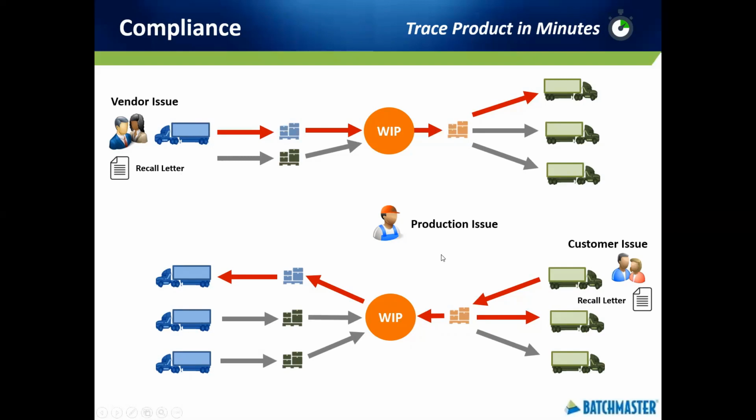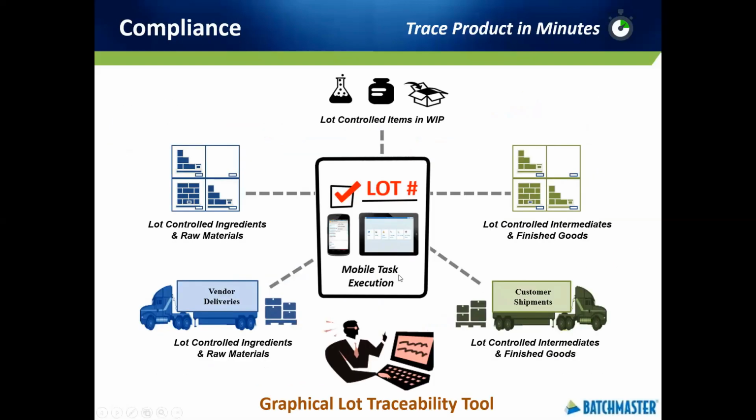Now, anywhere within this, if we have a production issue, we can use this graphical tool that we're going to show you to look in a bi-directional way, as well as dive down deep into the quality control tests that were done through this whole entire process. So it's important to recognize that you need to have comprehensive lot management functionality to be able to search and recall suspect products in a matter of minutes.